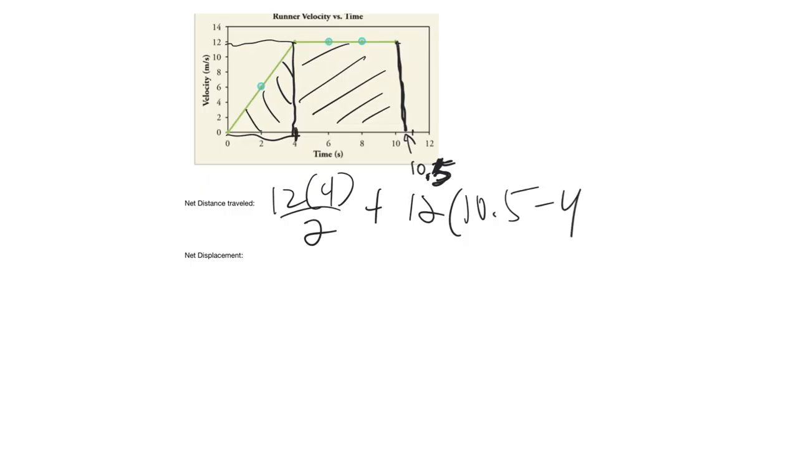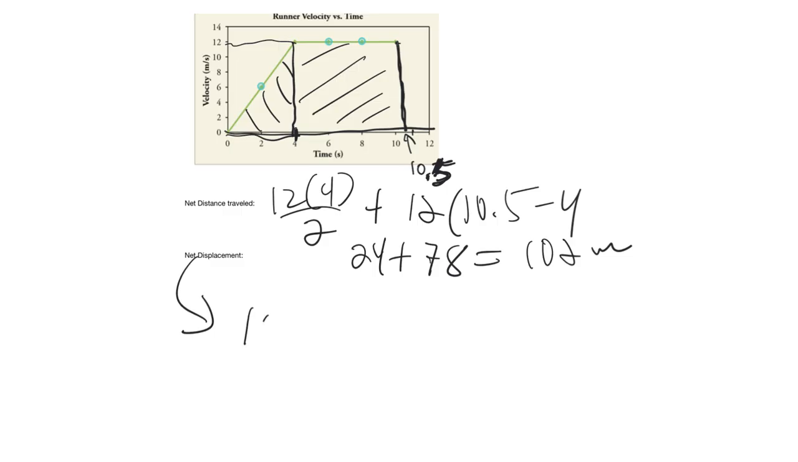Okay, that's the base. So this would be 24 plus, get my calculator out. So that answer is 102. Since it's all above the x-axis, here's the x-axis right here, it's all positive. Net displacement's the same thing as the positive 102 as the distance.